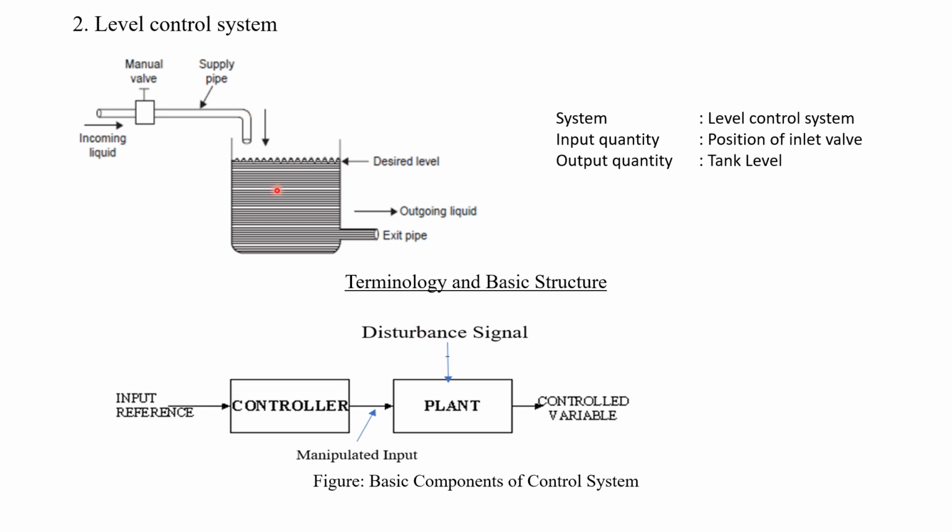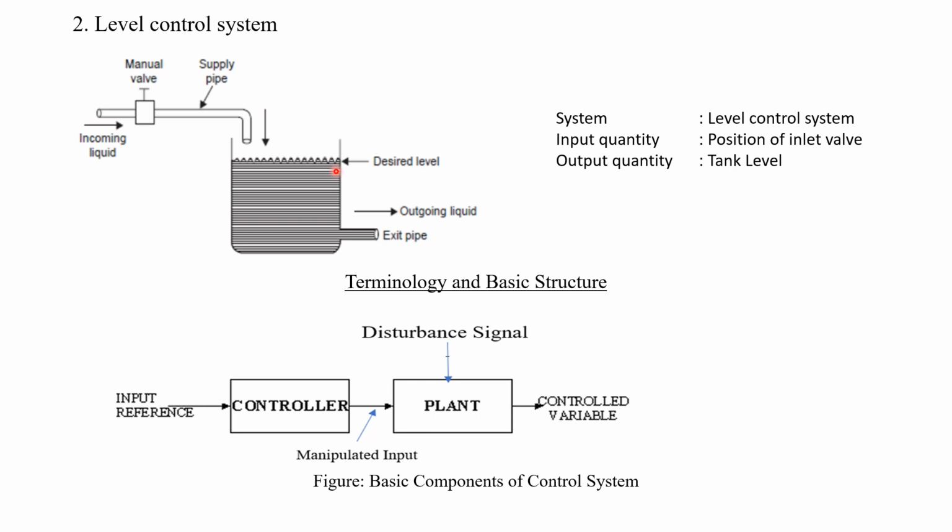In this example, the internal disturbance will be leakage of the valve or the pipe, leakage of the tank, leakage of the exit pipe, etc. All these are internal disturbances, because all these leakages tend to reduce the tank level, that is, the output variable. So this is the type of internal disturbance.